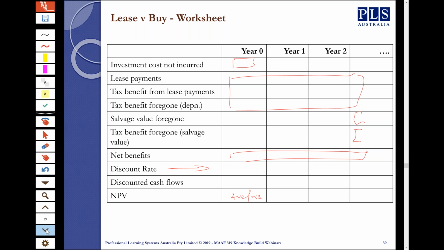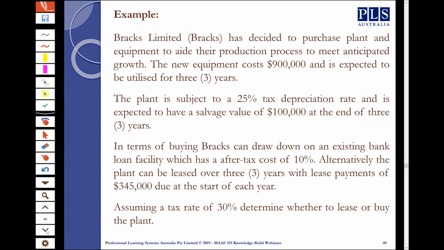Again, utilising the activity as a base. I've got Brax decide to purchase plant and equipment to aid their production process to meet anticipated growth. New equipment costs $900,000, expected to be utilised for 3 years. Plant is subject to 25% tax depreciation. Expect to have a salvage value of $100,000. In terms of buying, Brax can draw down an existing bank loan facility which has an after-tax cost of 10%. Alternatively, the plant can be leased over 3 years with lease payments of $345 due at the start of each year. Assuming a tax rate of 30%, determine whether to lease or to buy the plant.